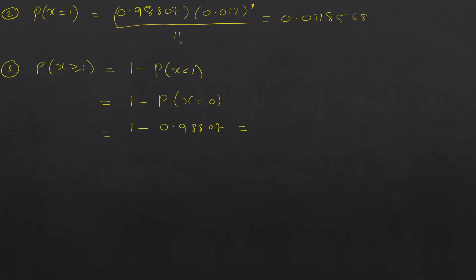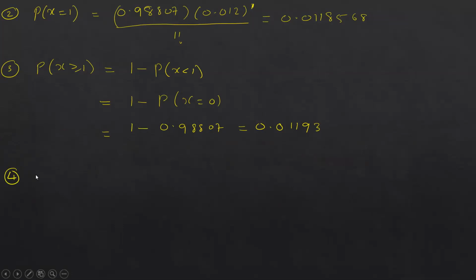1 minus 0.98807 is 0.01193. Yeah, correct. We need 0.01193. Okay, the next is 1 second. Okay, fourth problem.